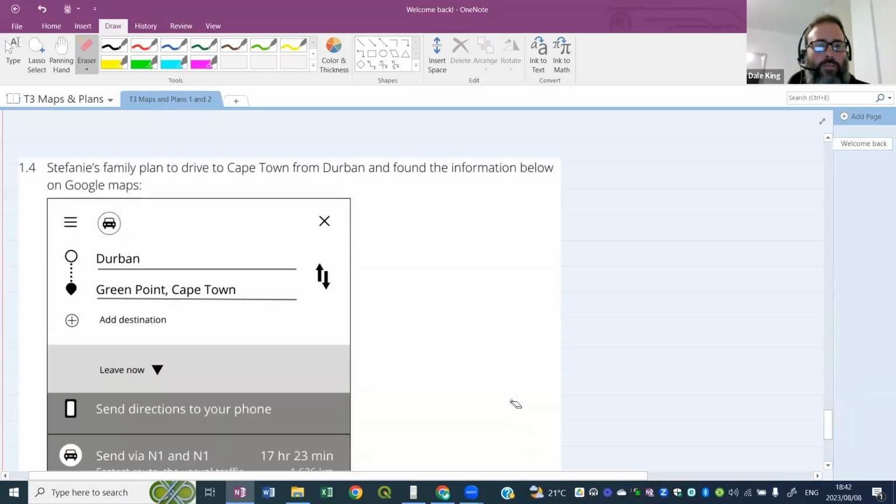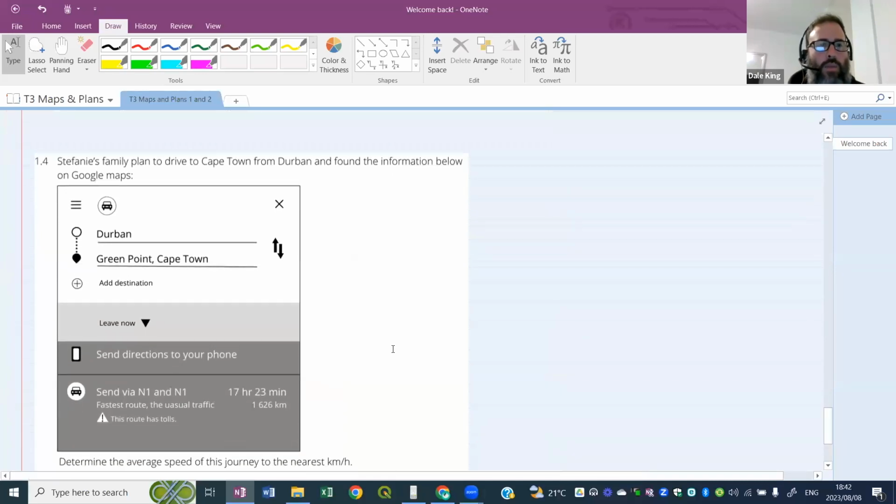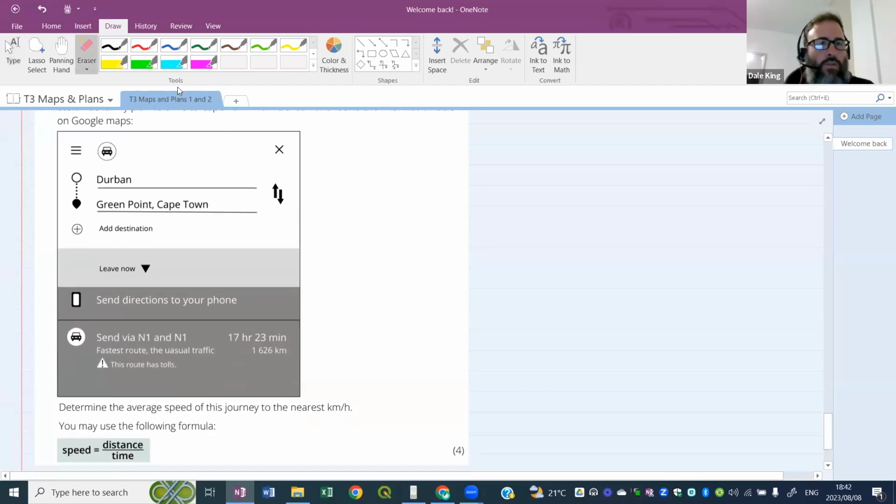Have a look here. I'm going to zoom out a tiny bit. All right, so it says here, Stephanie's family planned to drive to Cape Town from Durban and found the information below on Google Maps, as you do. So it shows there from Durban to Cape Town, and then at the bottom here, we have some information. We've got two things. We have a time and we have a distance. Yes, the sites are the ones with stars.